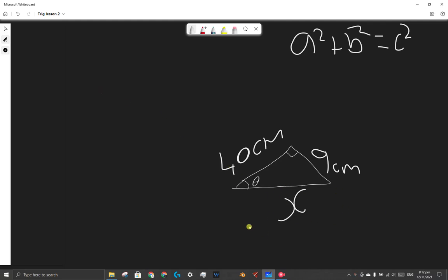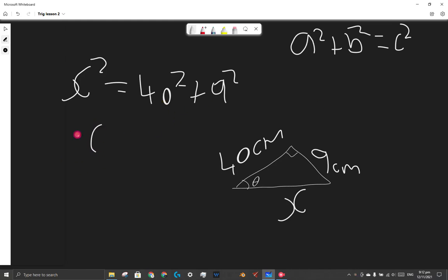Okay, so now calculating this length here, which I hope you have labeled as the hypotenuse. This is our adjacent and this is our opposite, but we don't need that. We just need to calculate the hypotenuse length here. So, substituting this into the theorem, we can say that x squared equals 40 squared plus 9 squared. Then we're going to evaluate these.